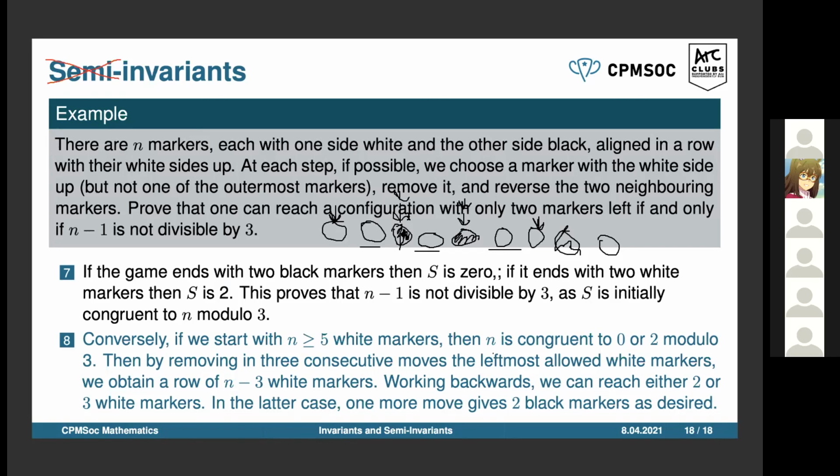So point 7 is the only if component of the proof, and point 8 is the if component of the proof. Point 7 has to use the invariants, whereas point 8 does use the invariants to see roughly what we should do, but it has to explicitly construct the transformation that gets us there.